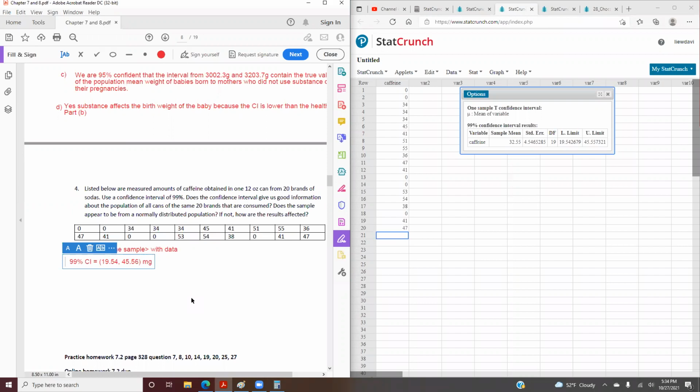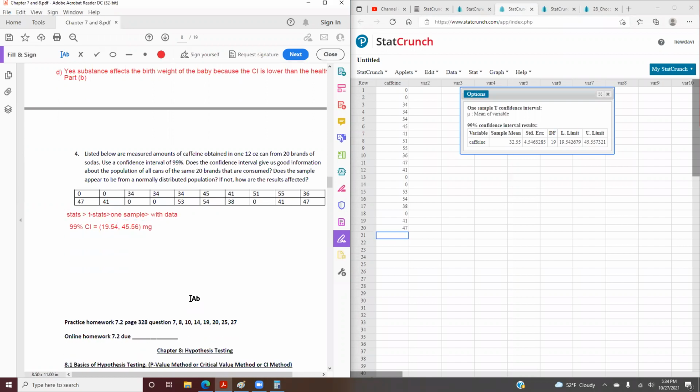Now I know this one doesn't provide you the units. The caffeine is actually measured in milligrams. On the test, usually I'll give you the units as milligrams, so don't worry about the units, I will provide them to you. So this is how you find a confidence interval.